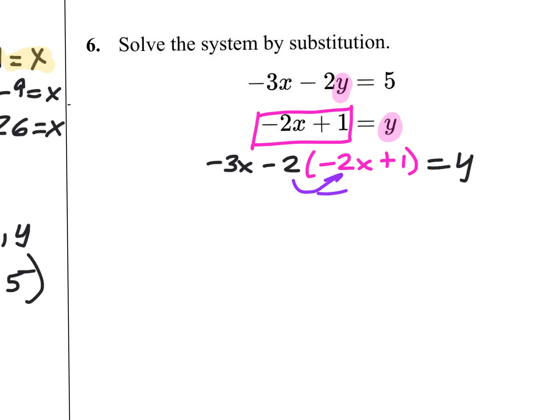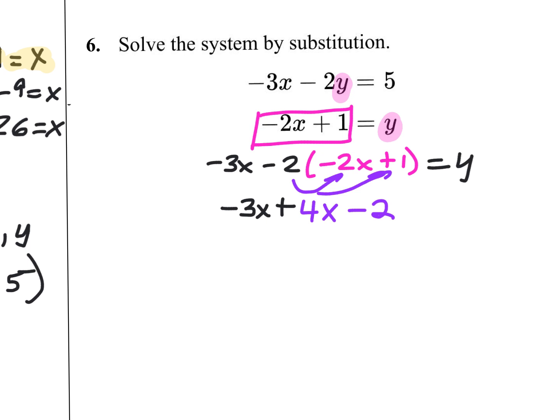Then I am going to distribute. I'm going to ignore this guy for right now because he's not part of distributing. So negative 2 times negative 2 is a positive 4. And I need that x, so positive 4x. Negative 2 times positive 1 is a negative 2. Now that I dealt with the stuff in parentheses, I'm going to bring down my negative 3x. And I'm just going to put a plus there in between those because this was a positive 4x. And I'm going to bring down the other half of the equation.